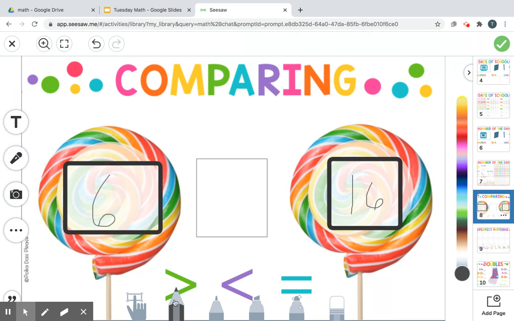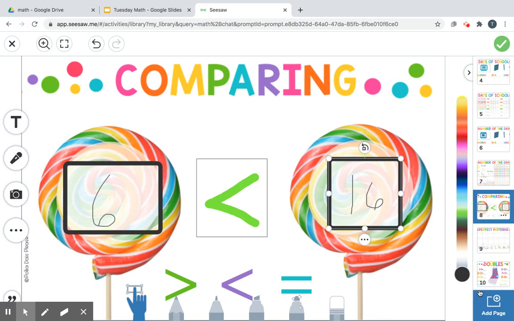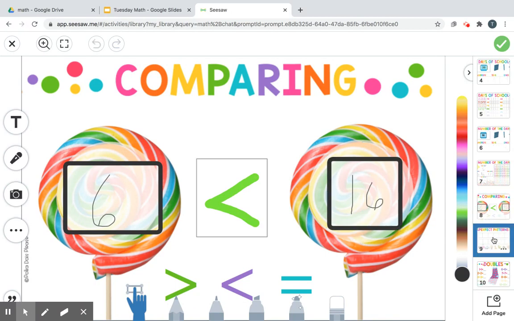All right, if you were old Mr. Alligator, which one of those would you rather eat? If you said 16, you just give yourself a thumbs up. There's my green alligator mouth. He's eating that 16 because that's the bigger number, and he's a hungry rascal.